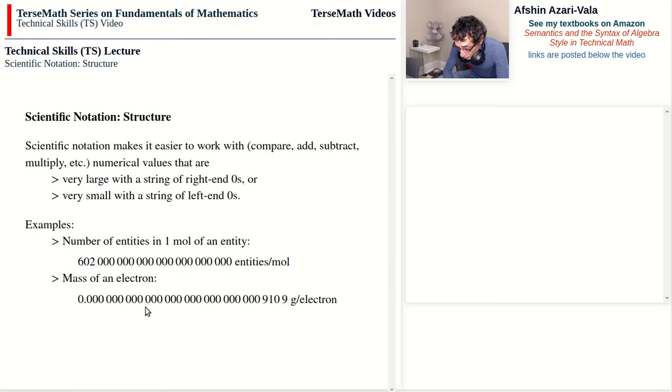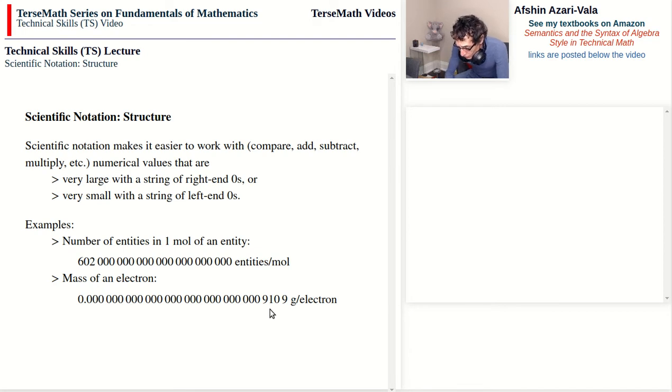As an example of a small number with left-end zeros, we have the mass of an electron. This is an extremely small number, as you notice. There are many zeros on the fractional side before we get to non-zero digits. And of course, the reason is that we are using grams as the unit of mass to measure the mass of something extremely tiny, that of an electron. Then we expect that the value will be very small. But we do have the features that we talked about here. This is a very small number with a string of left-end zeros.